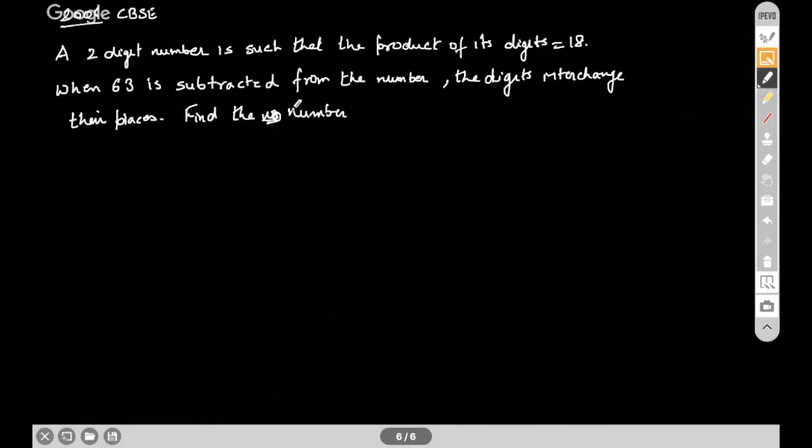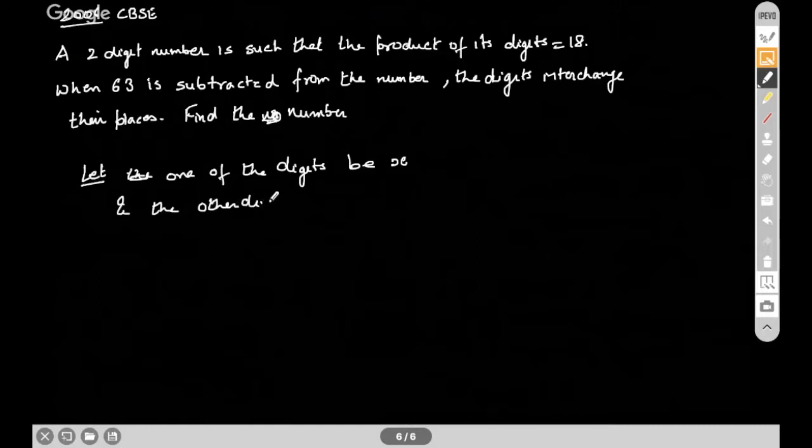Okay, the question says, a two digit number is such that the product of its digits is 18. When 63 is subtracted from the number, the digits interchange their places, find the number. Now this is interesting, interchanging of the digits, right? Let one of the digits be x, then the other digit will be 18 upon x.